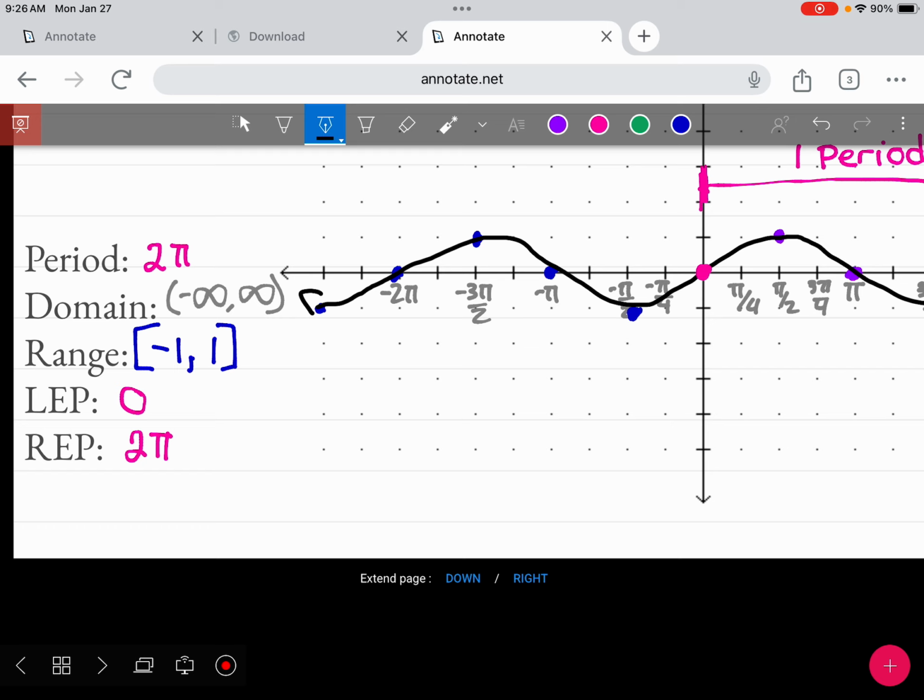What is LEP and REP? Left endpoint, right endpoint. I don't have space to write out the whole words. The left side will be where we start, our first piece. The right endpoint is the end of that first period, so how it would go all the way around the circle.